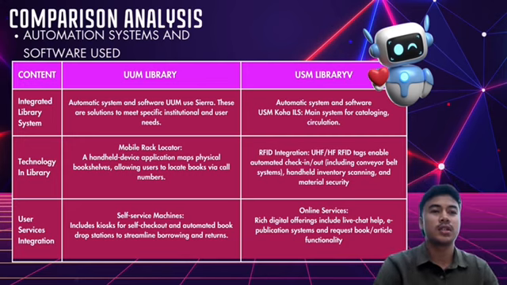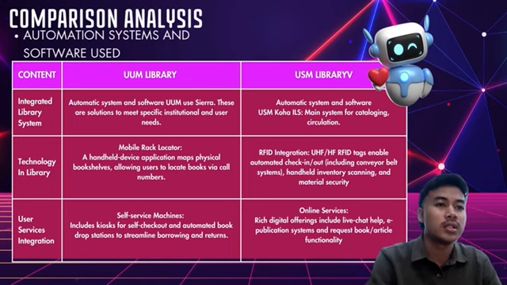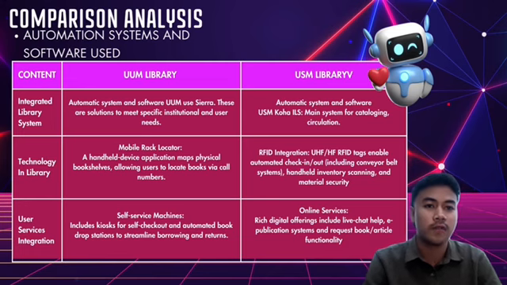Okay, the last one is user service integration. UUM Library uses self-service machines, including kiosk for self-checkout and automated book drop station to streamline borrowing and return. And then USM Library offers online services such as rich digital offering, including live chat help, e-publication system, and request book article functionality.